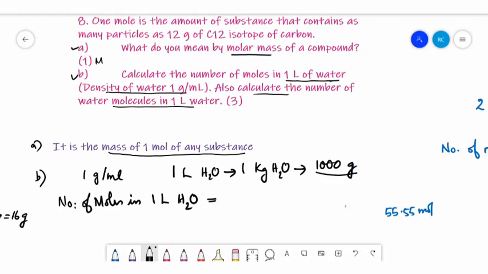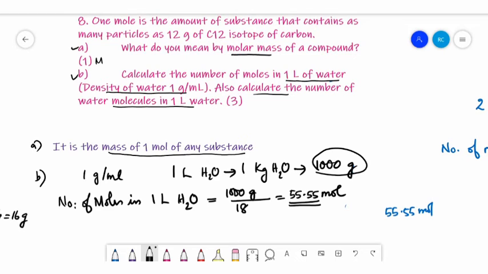What is the formula? Given mass divided by molar mass. Given mass is 1000 gram. What is the molar mass of water? That is 18. When you divide 1000 by 18, you will get 55.55 mole. So 1 liter of water contains 55.55 mole of water.